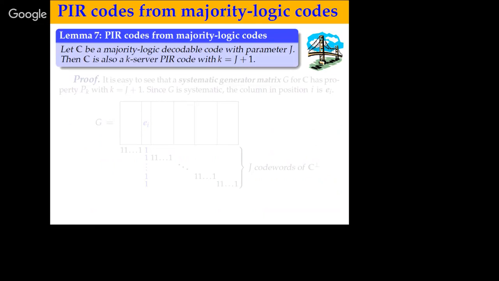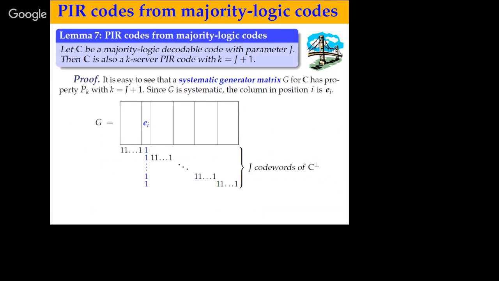Okay? All right, so now what's the connection between these codes and our problem? Well, I claim it's almost the same thing. So this little lemma establishes a bridge between our K-server PIR codes and majority logic decodable codes. It says if you have a majority logic decodable code with parameter J, it is automatically a K-server PIR code with K equal to J plus 1.